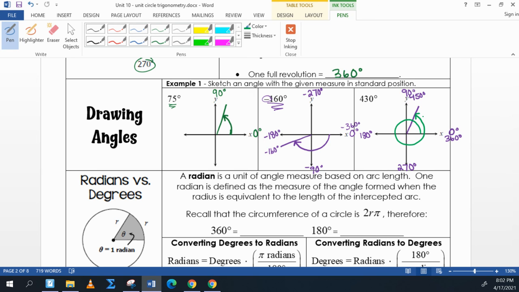Okay, so that's how we draw angles in standard form. Next video, we'll go over radians and degrees.